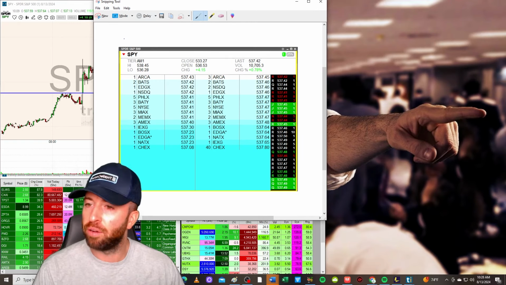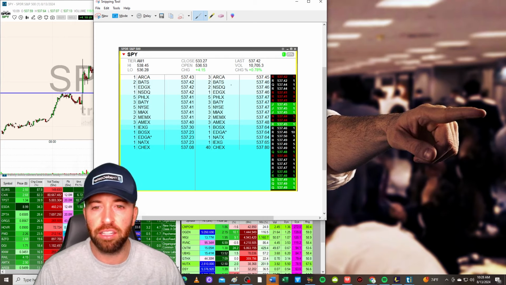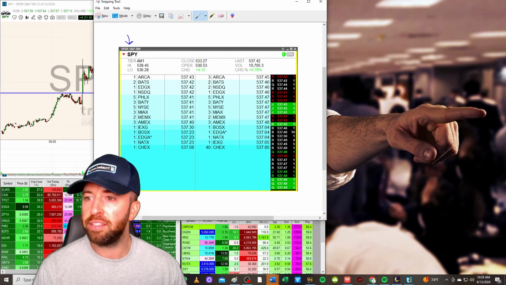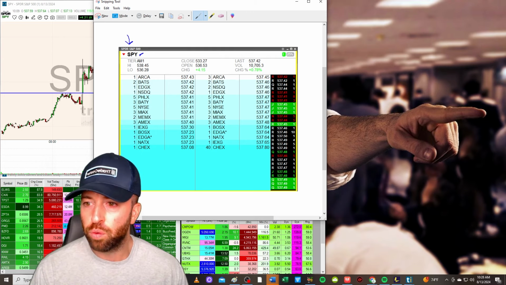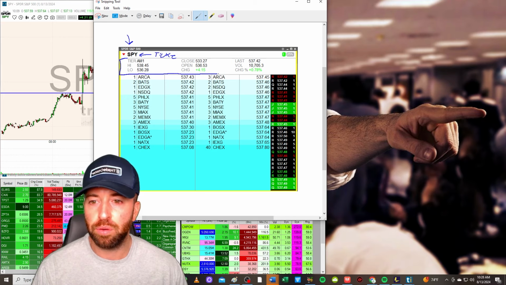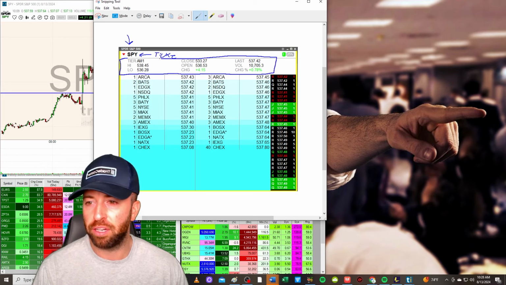So when I take a look at the level 2, at the very top here is just going to be the company's name or the ETF name. So here is the S&P 500. Right here is going to be the ticker, so the ticker is the SPY. Now underneath this is basically just going to be a box of information, right?